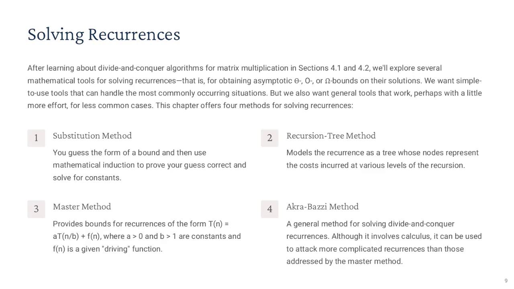Solving recurrences is central to analyzing divide and conquer algorithms. This chapter introduces four methods: substitution, recursion tree, master method, and Akra-Bazzi. The substitution method involves guessing the solution and proving it using induction. The recursion tree method visualizes the recurrence as a tree, summing costs at each level. The master method provides a cookbook approach for solving recurrences of the form T(n) = aT(n/b) + f(n), where a and b are constants. Lastly, the Akra-Bazzi method extends these techniques to handle more complex recurrences.